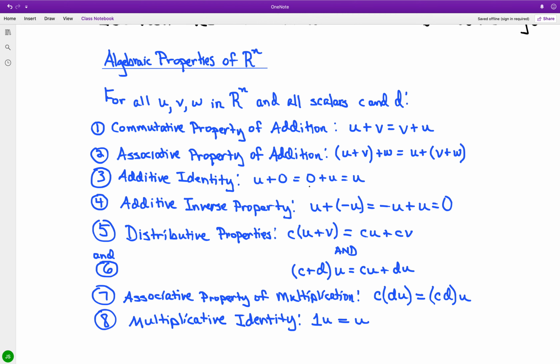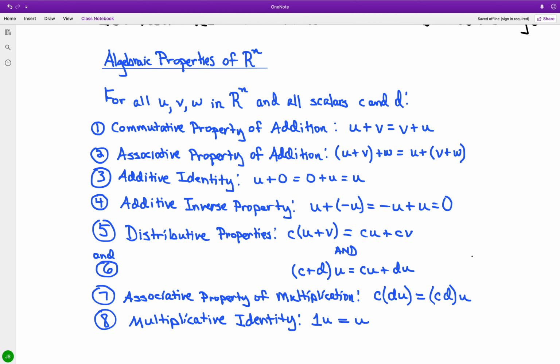For the additive inverse property, you're looking at additive inverses that will add up to 0. And for the distributive properties, you have the scalar c times the quantity of u plus v. So you have c times u plus c times v. And likewise, if I had the sum of scalars multiplying a vector, you have c times u plus d times u.